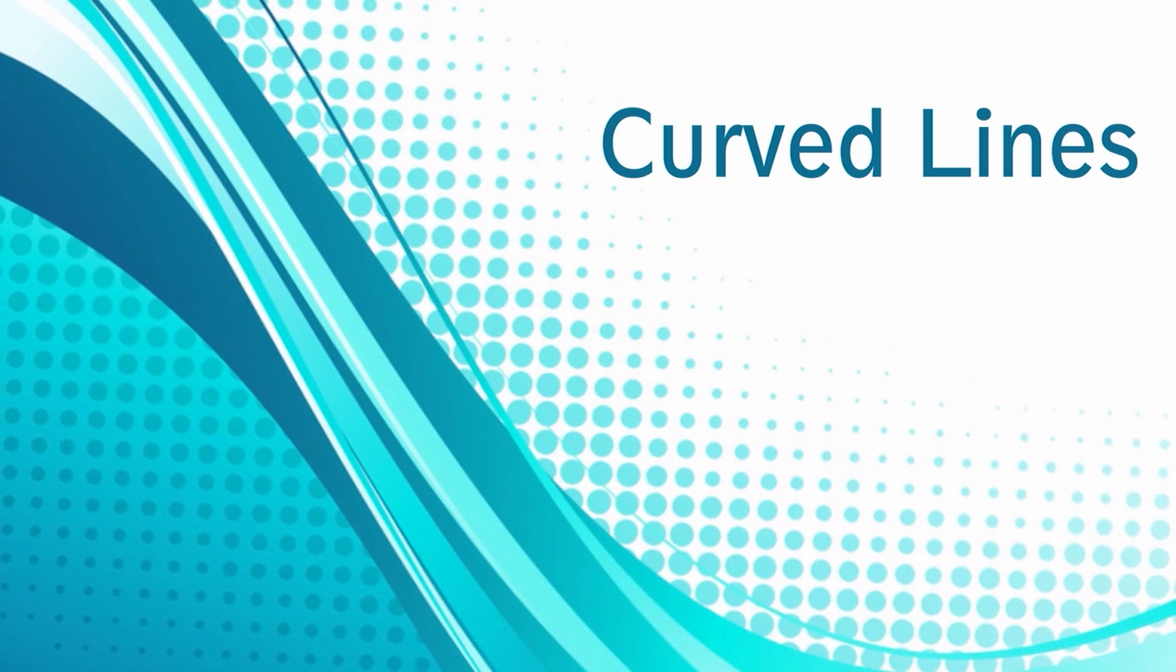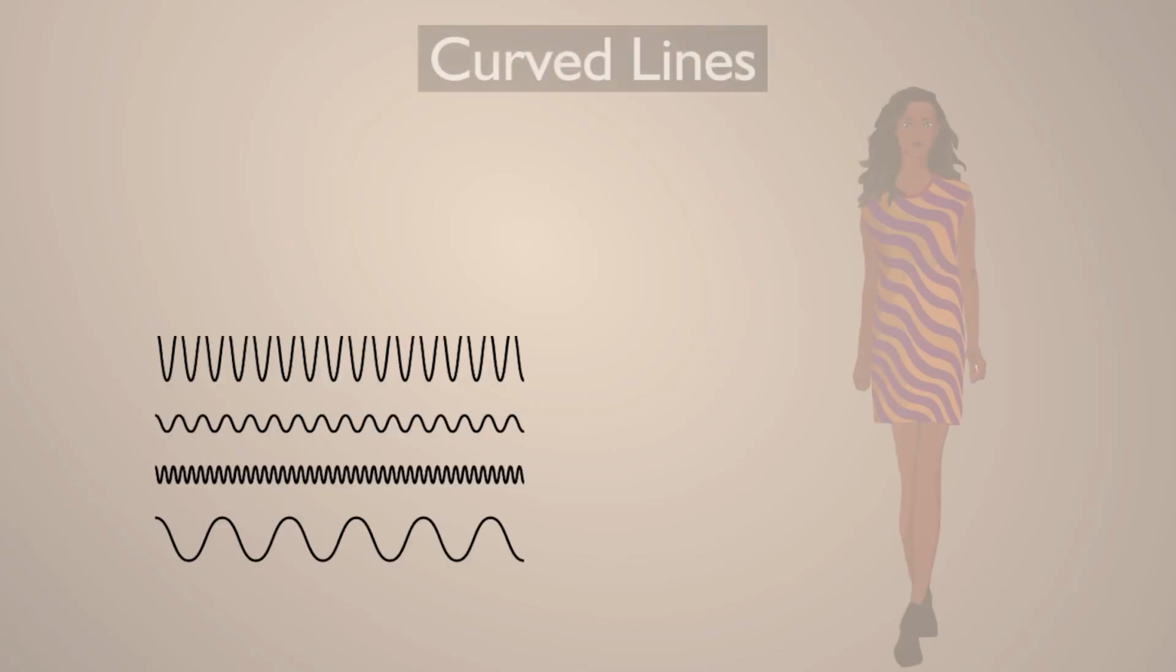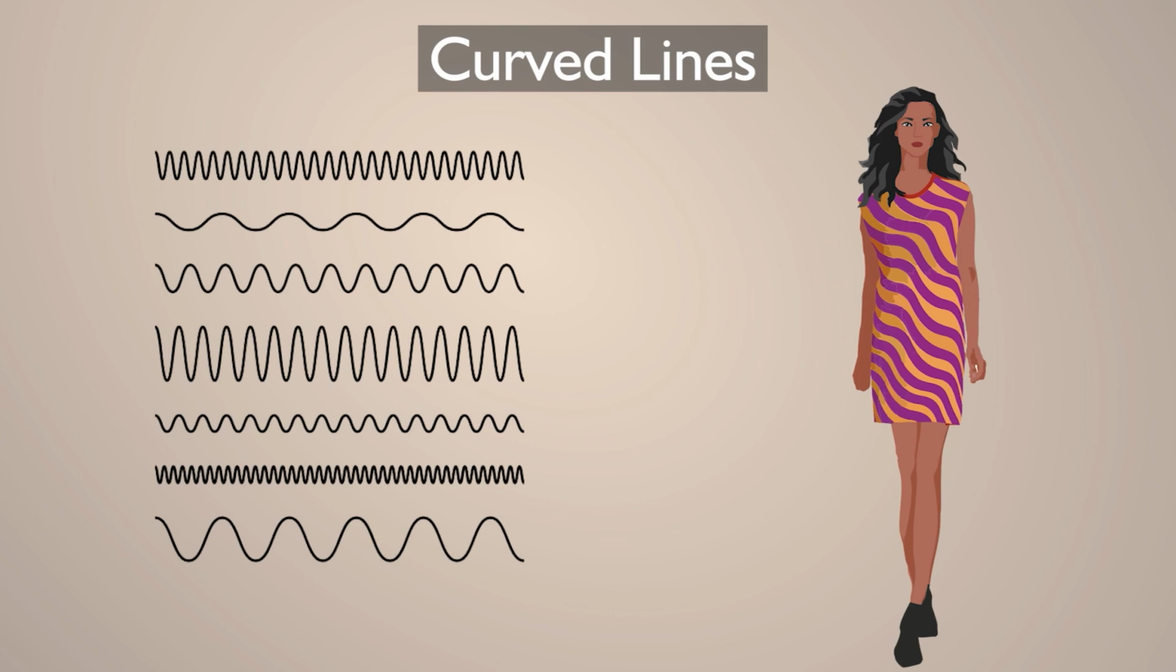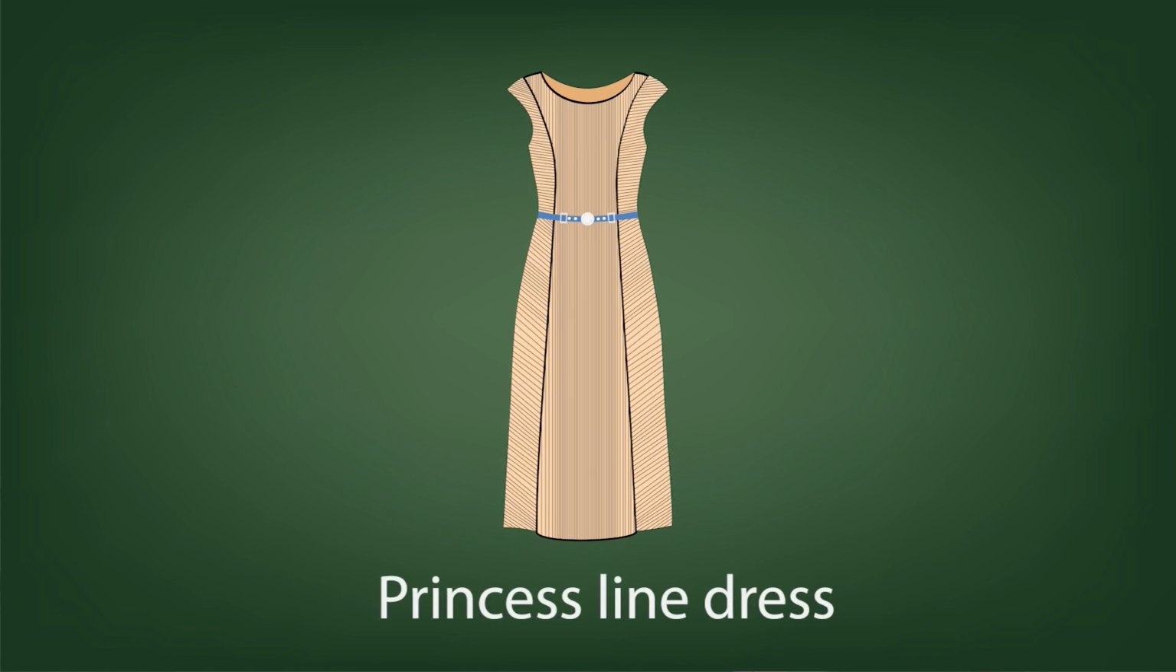So let's move on and discuss the most important type of lines, curved lines. Curved lines can be used to give a gentle appearance, a gracefulness to the entire object. They can be soft, they can be fine, or they can be spiral. They are present in various types in the various silhouettes that we observe, either in the form of a ruffled collar or in the form of a princess line. Thereby, it's a two-edged sword which must be used with caution.